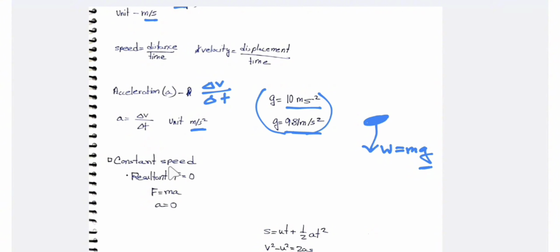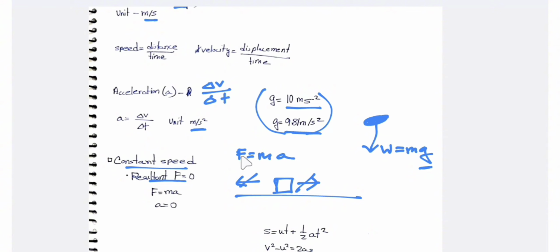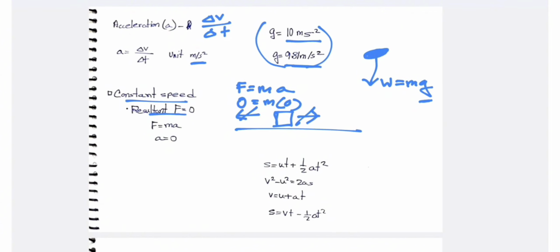For constant speed, let's suppose the object is moving at a constant speed. At constant speed, the resultant force is zero. That means forward force is equal to backward force. Resultant force is equal to mass times acceleration. Since the resultant force is zero at constant speed, the acceleration would also be zero.